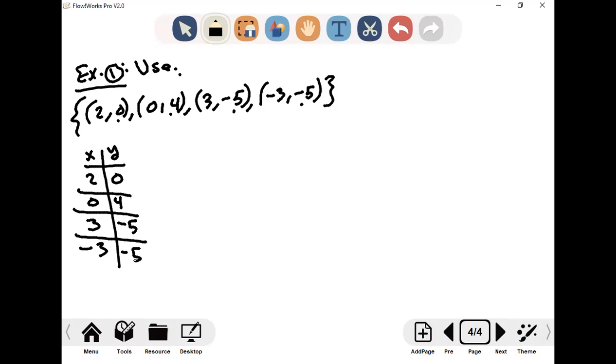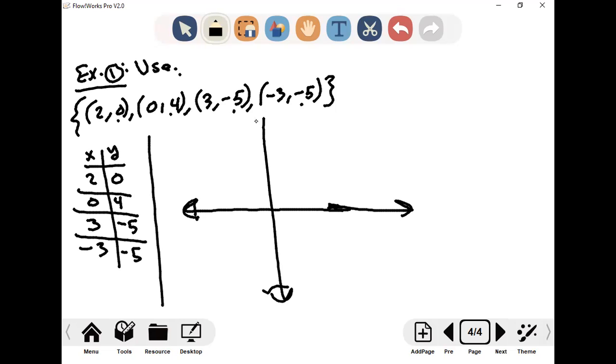Graph, you make a coordinate plane, and cover all the numbers. We have 5, right? So you put 5 here, 1, 2, 3, 4, 5. -1, -2, -3, -4, -5. 1, 2, 3, 4, 5. And -1, -2, -3, -4, -5, right? And graph the points.